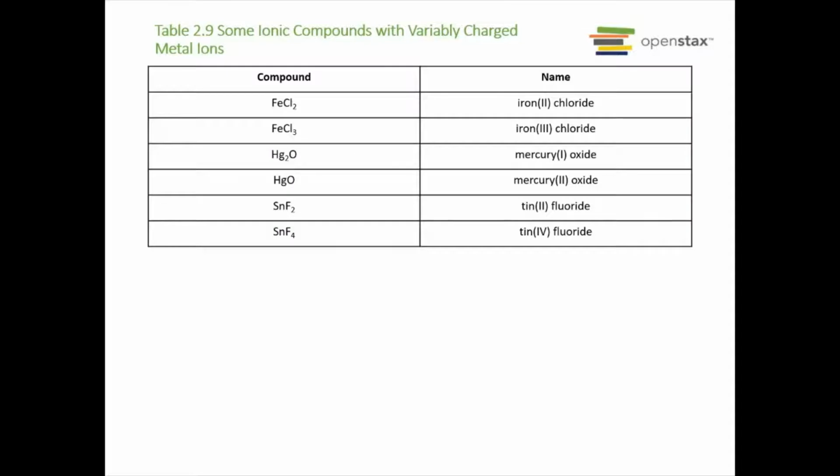So here's some examples. FeCl2. This is not just iron chloride. If I told you iron chloride, you don't know what the charge is on that iron, because it could have a +2 charge, or it could have a +3. So in this case, FeCl2, let's break this down. Now we can do reverse crisscross here, and that makes sense.